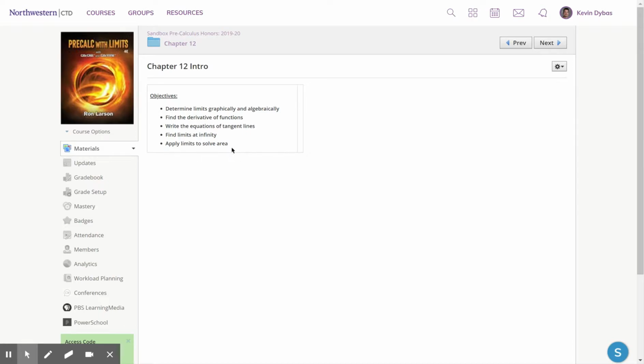So even though it is a little bit of a shorter chapter, you do still have a lot of objectives that you want to be focusing on. And again, super important content really when we're talking about something like an AP Calc course.